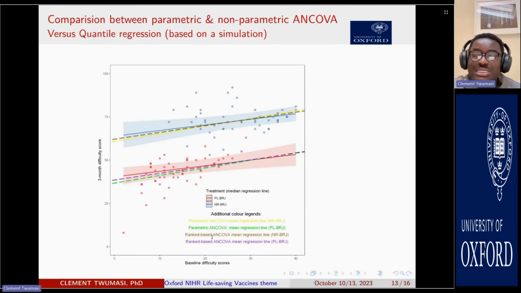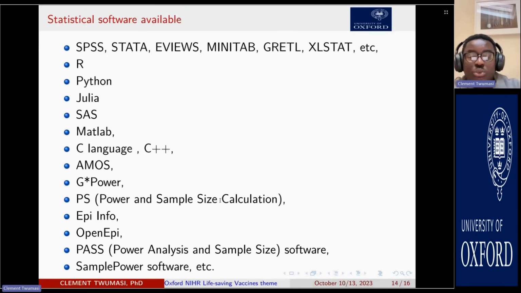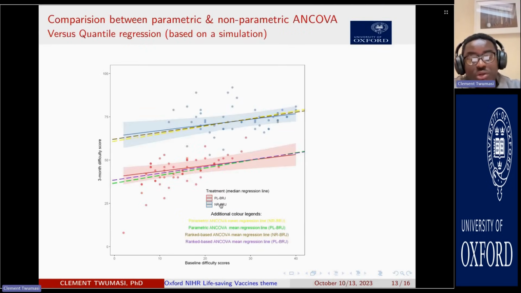So I'm almost done. This is just a graph based on a simulation study. If you remember, there was a difficulty score that I produced, at baseline and at 3 months. Here we're trying to predict the score at 3 months and check its difference across some treatment. So we have a placebo and an active arm.